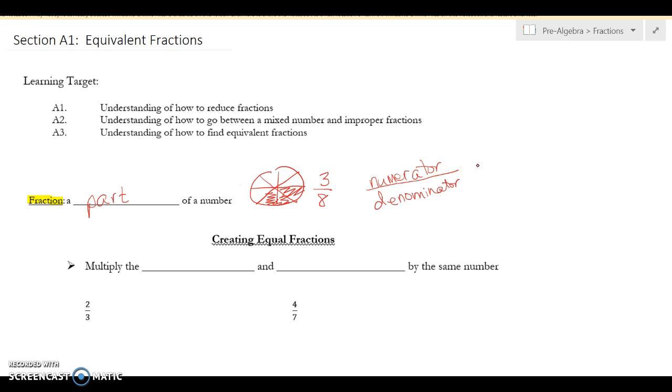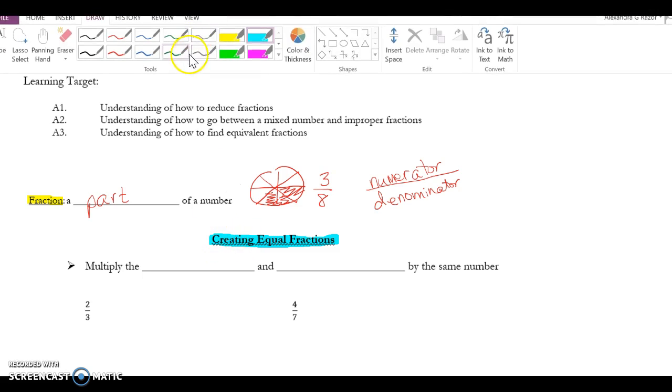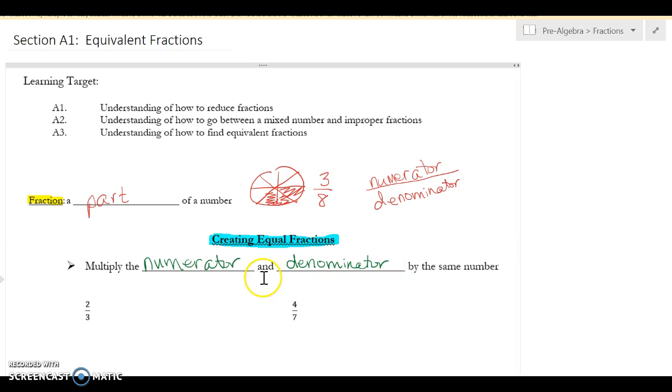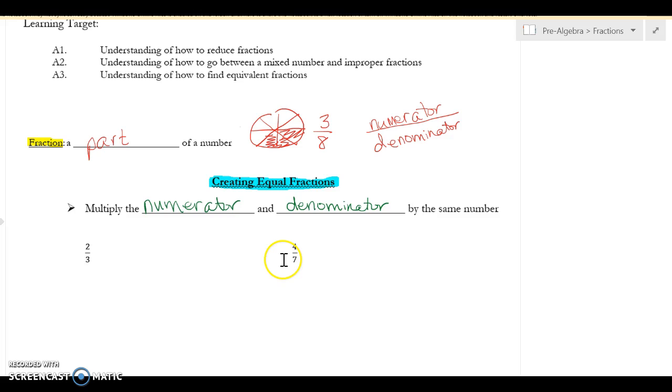Okay, all right, and so there's several things we have to be able to do. The first thing we need to be able to do is create equivalent fractions. And so to find equivalent fractions, what you do is you multiply both the numerator and the denominator by the same number. Now, what's nice about this is that you get to pick the number. So you can pick any number that you're comfortable multiplying by. Most people are pretty comfortable multiplying by 2.